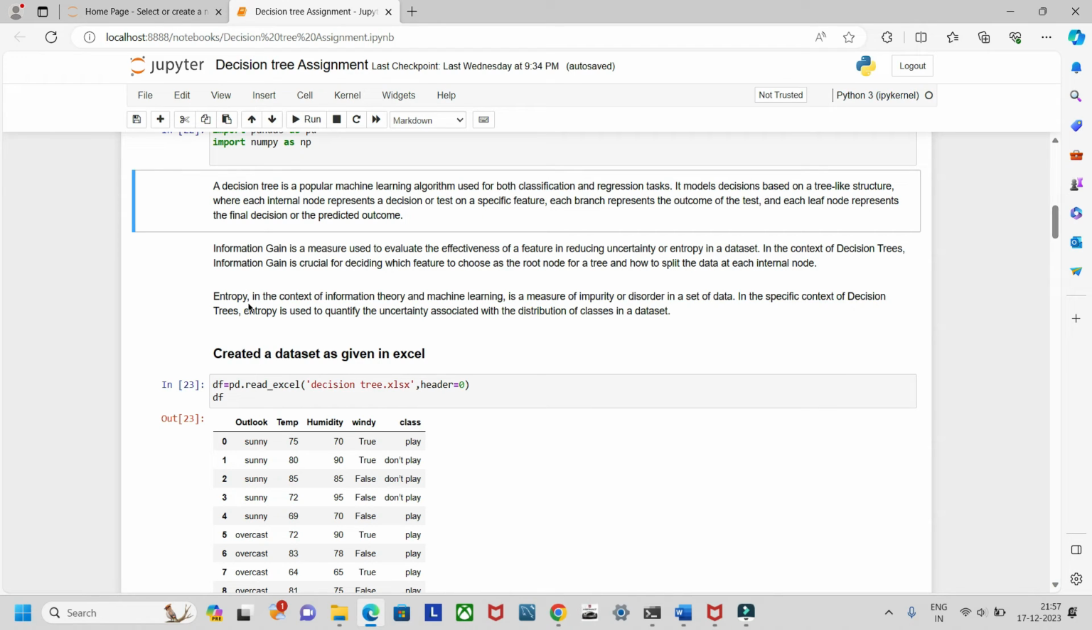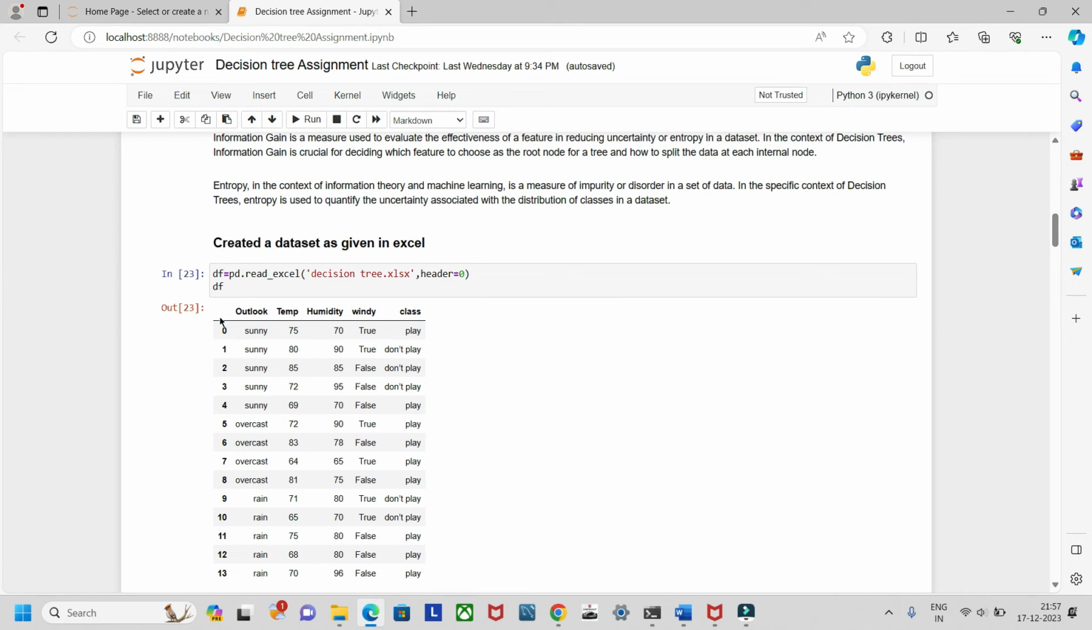Entropy gives us the impurity or the disorder in a dataset. For example, suppose you consider the column Outlook. Here you have a column in which there is sunny, overcast and rain. This suggests the disorder or the impurity after calculating: how many sunny are present against the target class, how many overcast are present against the target class, and how many rain are present against the target class.